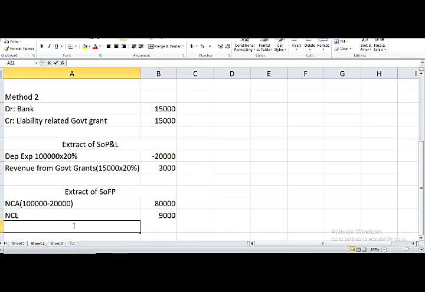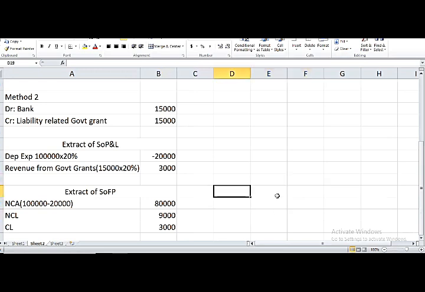There will be non-current liability of 9,000. There will be current liability of 3,000. The total is 12,000. 3,000 has already been taken to the revenues. The total is 12,000 liability. But from that 12,000, 3,000 will be converted to revenue within 1 year. That's why we are recognizing it as current liability, and the rest of the 9,000 will be non-current liability.